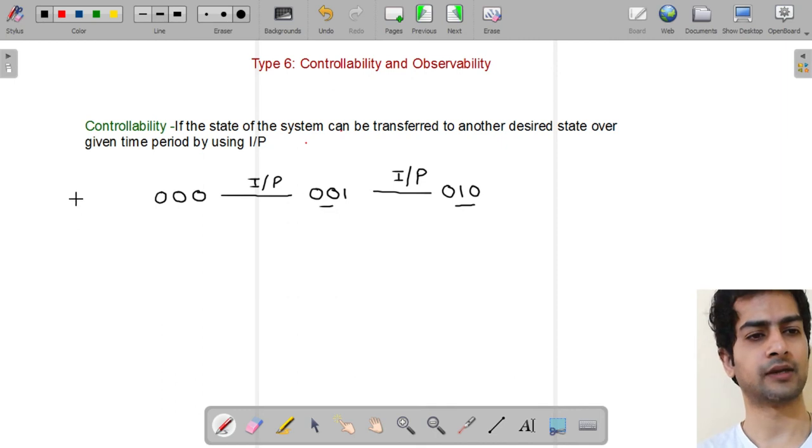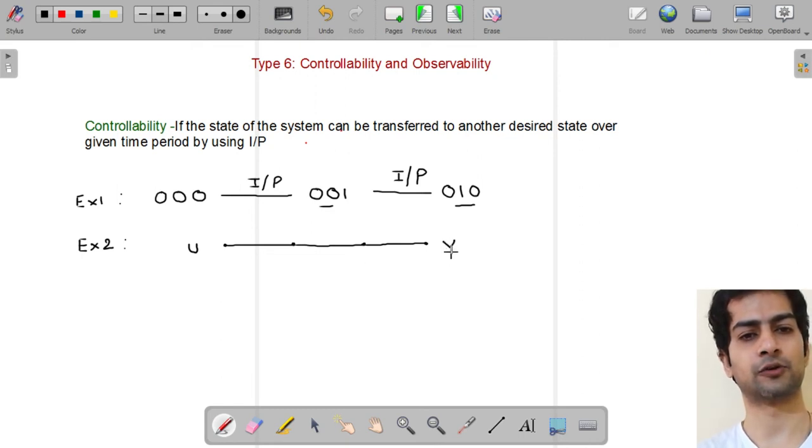Now let's take another example. Suppose it is example 1. Suppose we have an SFG like this. Here we have the input, here we have the output, and here we have two state variables. So here we can see that the state variables are connected with the input, that is, the state variables are input driven. So such systems are called controllable systems.